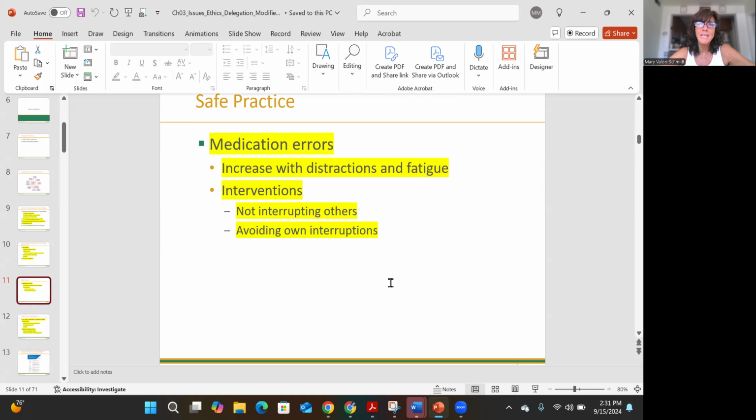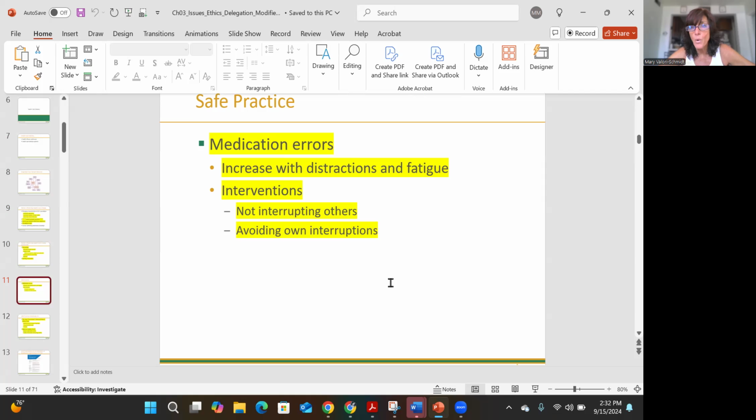So let's talk about some things that happen too frequently, sadly, medication errors. Medication errors can really be diminished with the use of technology. They can be increased with things like distractions or fatigue. If you work a double shift in a nursing home, if you work a 16-hour shift, after the first 8 hours, your chances of having a mistake, whether it's a medication error or a treatment error or any kind of error, increase exponentially with every hour over 8 that you work. So it's a problem. And then, we have to make sure that we understand the interventions to prevent med errors.